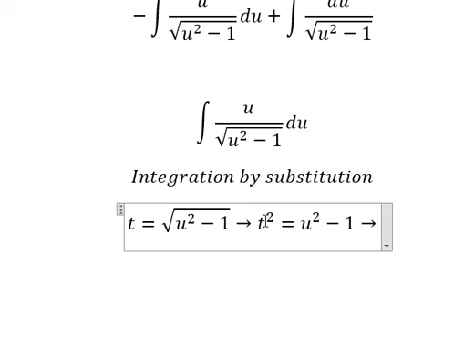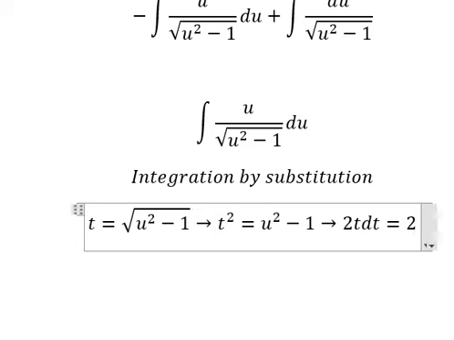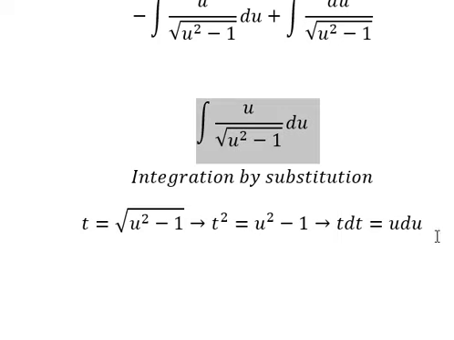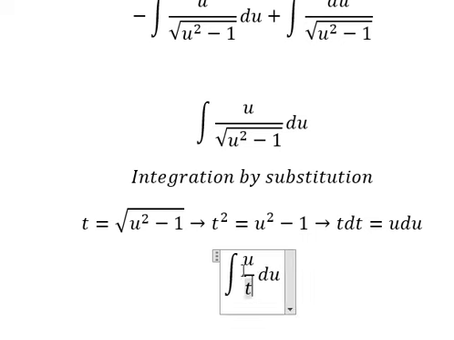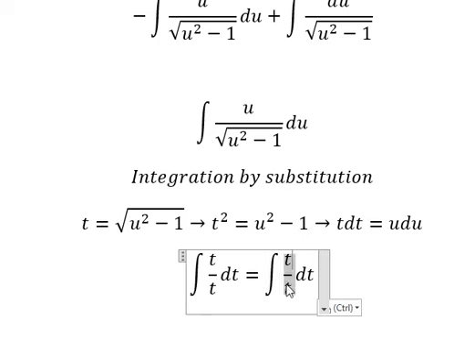Next, we need to first take the derivative of both sides. This one we get 2t. This one we get 2u. This one is the constant, so you get number 0. Number 2 and number 2 we cancel. So the square root we change to t. u du we change to t dt. So this one you get dt.